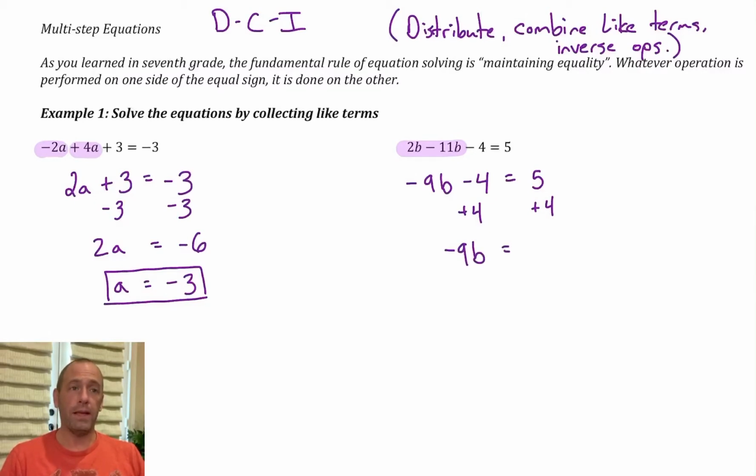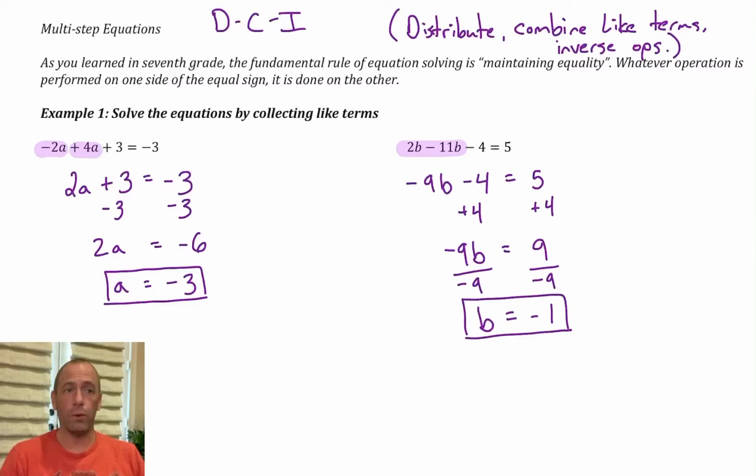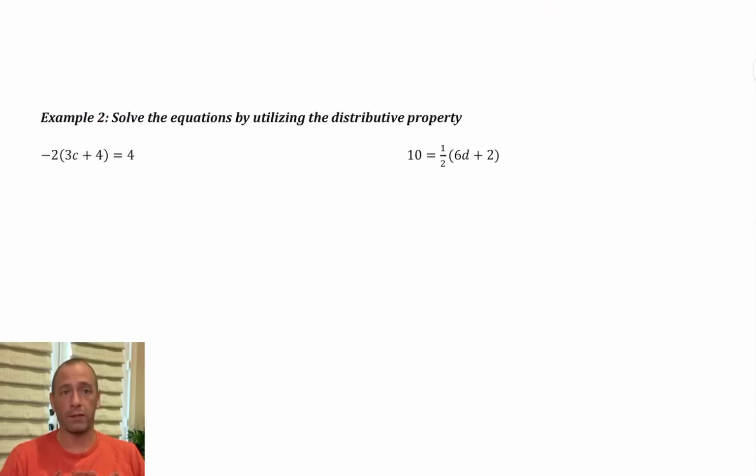Negative 9b equals 9. The inverse operation of multiplication by negative 9 is to divide by negative 9. b will equal negative 1. And if you were to substitute that into the equation, you would see it makes the left equal the right-hand side.